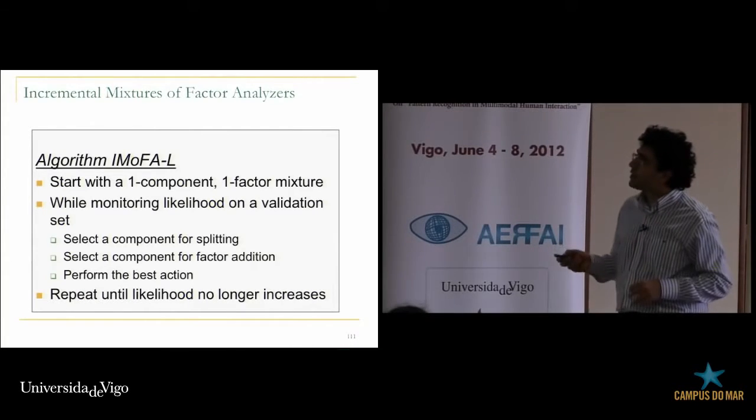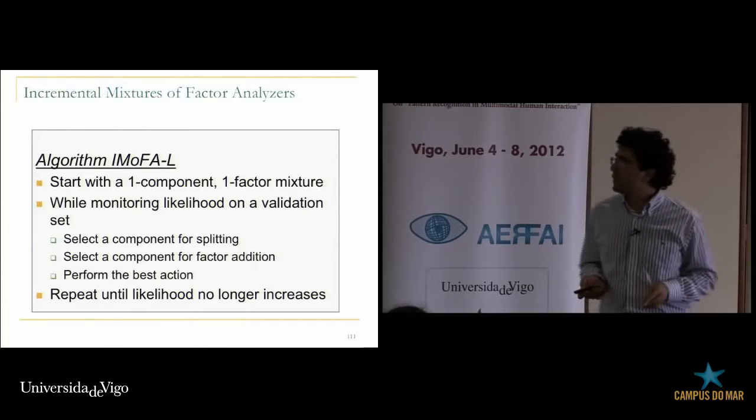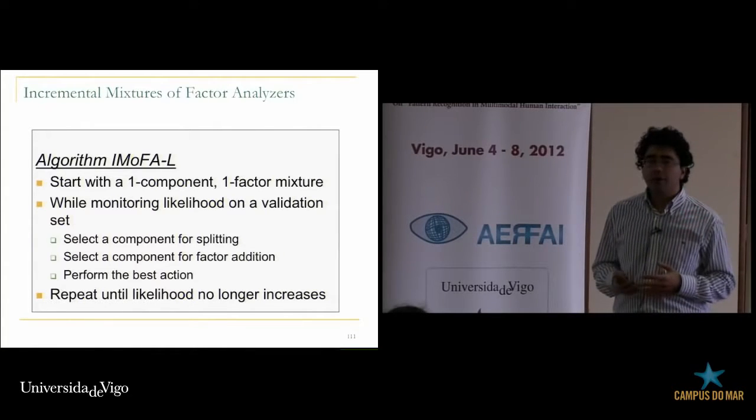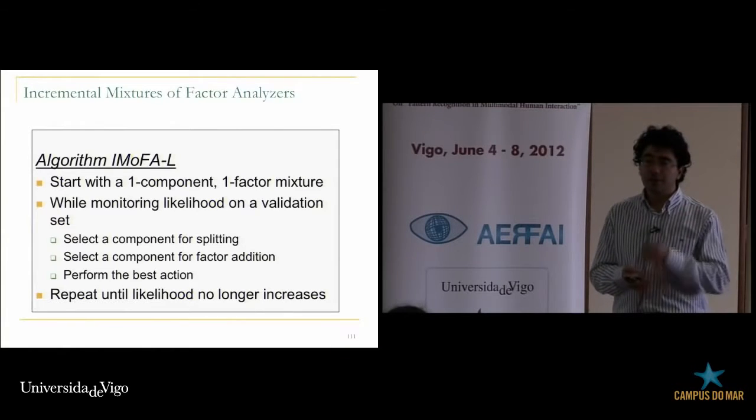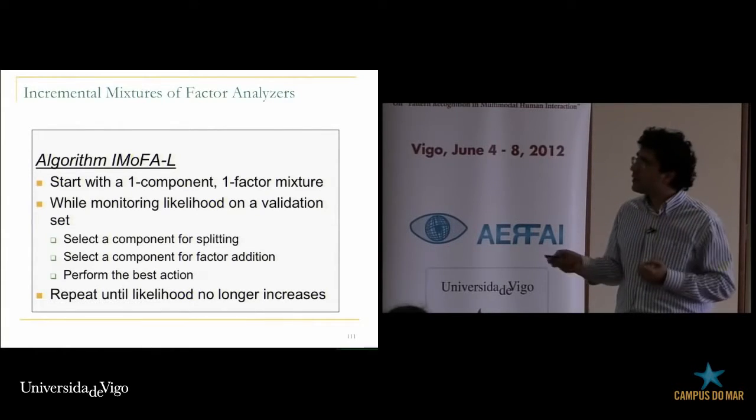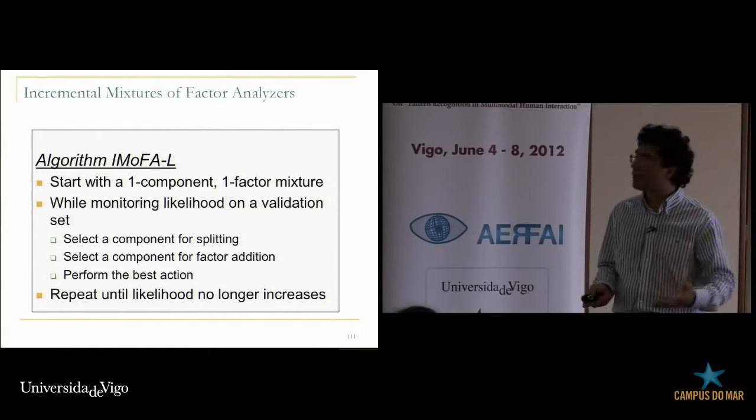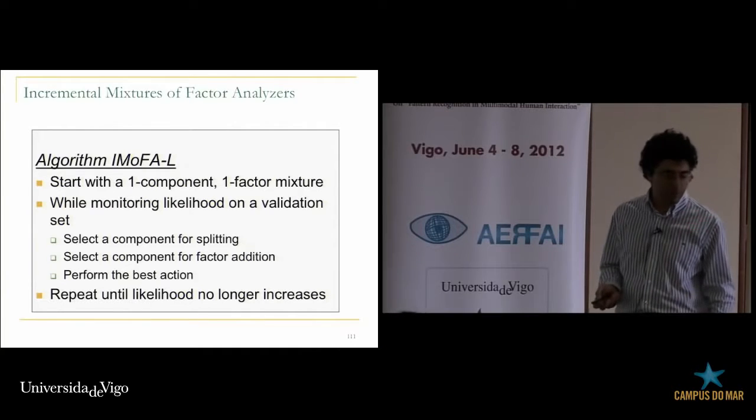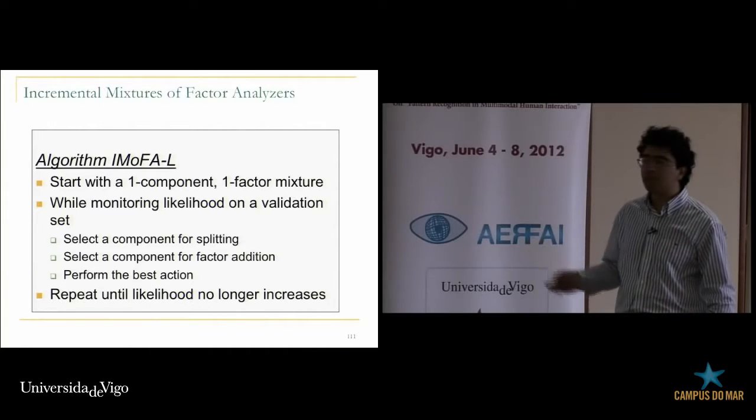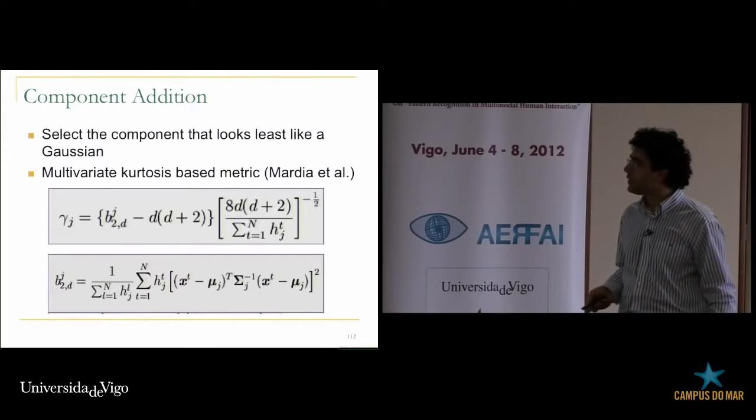So the incremental mixtures of factor analyzers method that we use is a way of learning how many components there should be in the mixture. We start with a single component, single factor mixture, and then at each step we either add a new component, we split one component, or we add a factor to one of the existing components until a cross-validation criterion is satisfied.